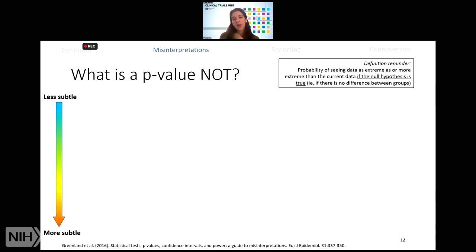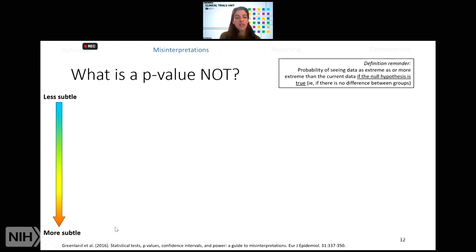So along those lines, after understanding what the p-value is defined as strictly, I think it's important to go over what a p-value is not. We're going to talk about misinterpretation throughout, but I think it's important here to highlight a couple just to get started. So here I have the definition reminder up at the top, which is the probability of seeing data as extreme as or more extreme than the current data if a null hypothesis is true. So again, if we assume there is no difference between the groups, how often would we see what we saw?